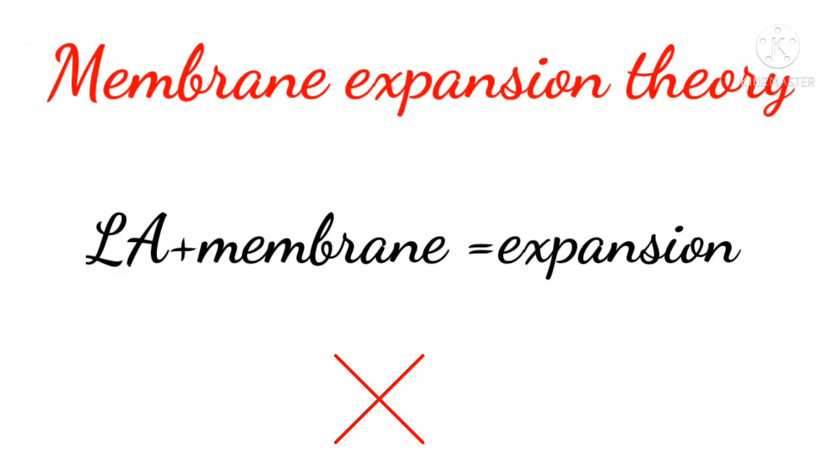The next theory is the membrane expansion theory. According to this theory, LA binds to the membranes of the nerve, then it causes expansion, as a result of which there is blockage of nerve conduction. This is not entirely true, but it is not totally rejected either. LA causes expansion of the nerve, but there is no evidence that nerve conduction is entirely blocked by membrane expansion. So this is all about the mechanism and theories, guys.